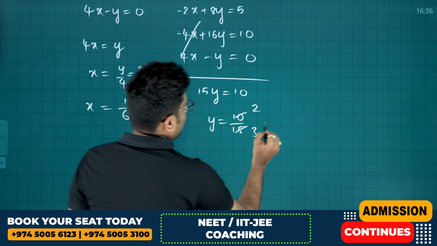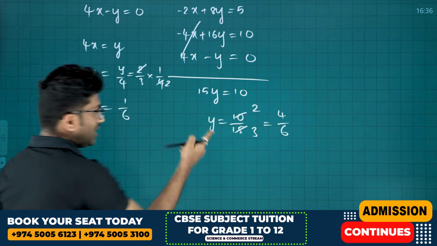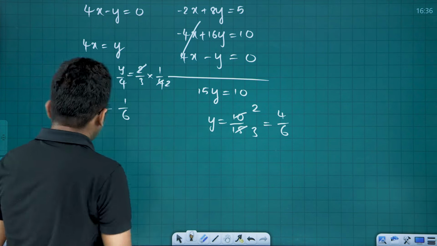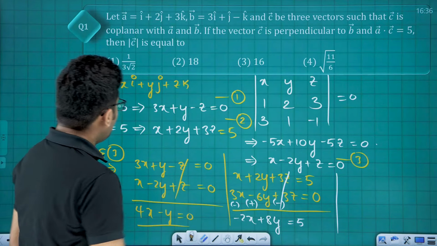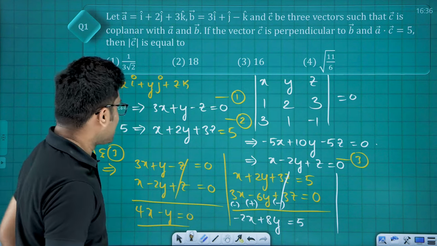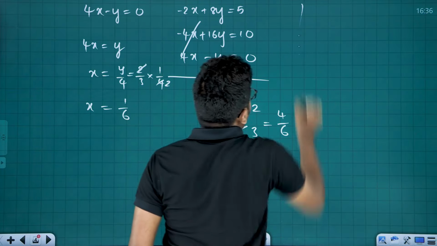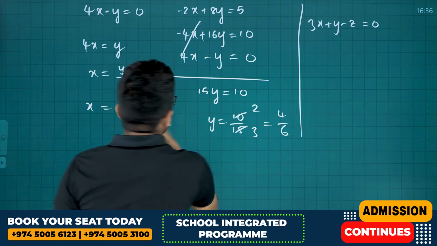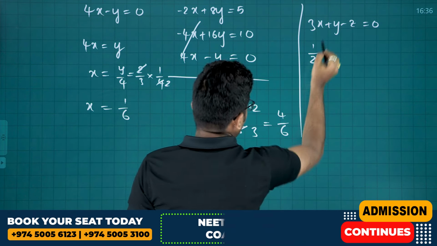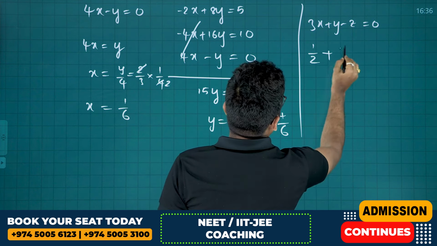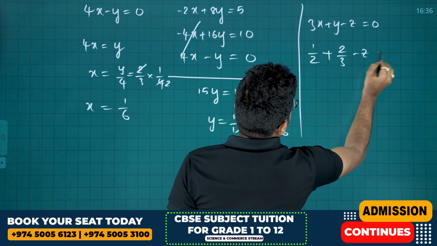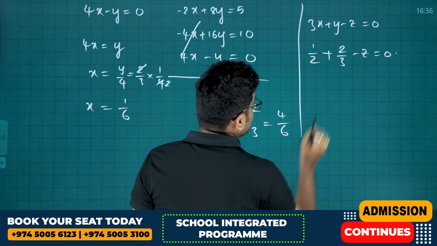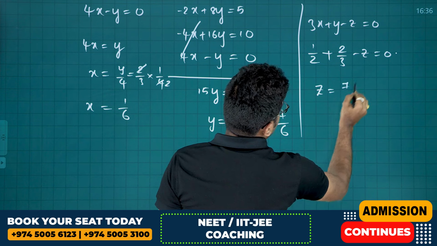Instead, we'll write this as 4 by 6 so that we can take the denominators common. Now put x, y and z in one equation to get z. We'll put in the first equation 3x plus y minus z is equal to 0. So 3x, that is 3 by 6, is 1 by 2, y plus 2 by 3 minus z is equal to 0. So 3 ones are 3, 4s, 7 by 6, z is equal to 7 by 6.